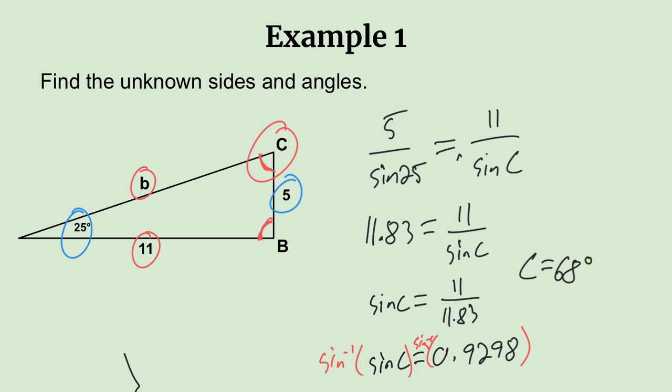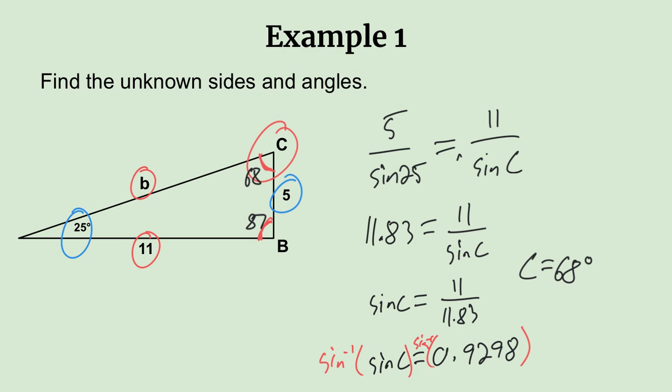So then if we know that this is 68 degrees, then the other angle is 180 minus 25 minus 68, which is 87 degrees. And then we would do law of sines again, where always use what you've been given, because those are going to be your most exact values.